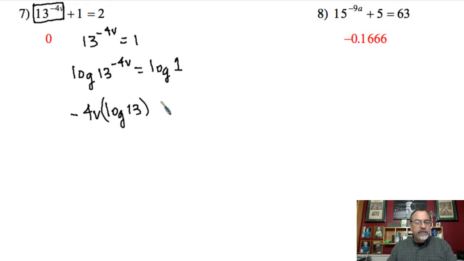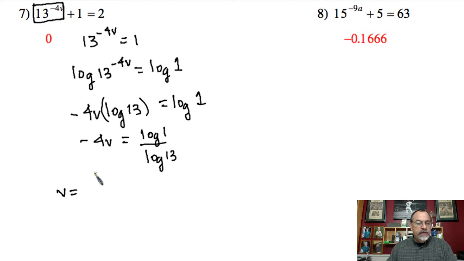And I'll just put that, so you see that's multiplication, equals the log of 1. And then negative 4v is equal to log of 1 divided by log of 13. And then now again, you have to be careful here, because we're going to divide by negative 4. So v is going to be equal to, now my numerator is log of 1 over log of 13, and then that's being divided by this negative 4 at the end. So this would be my exact answer, and then we should calculate that out.